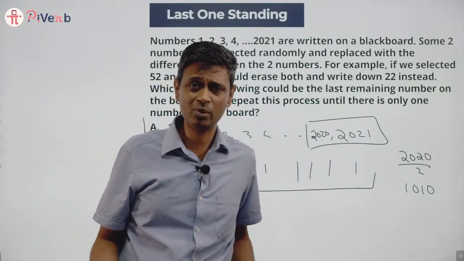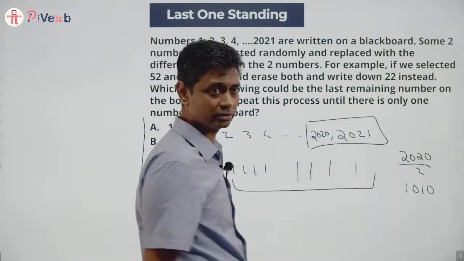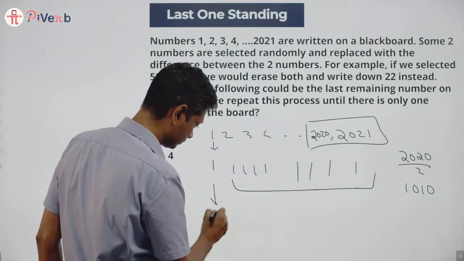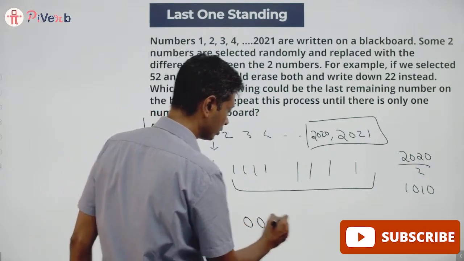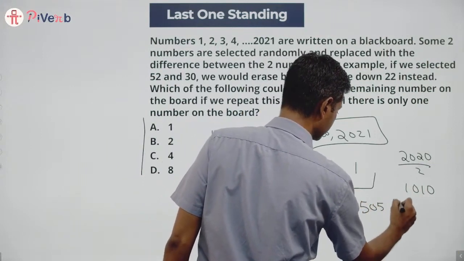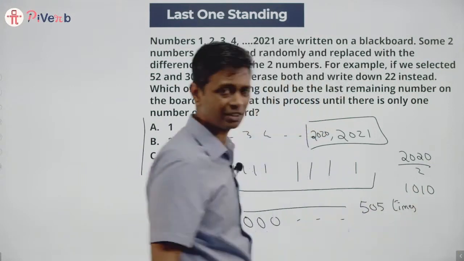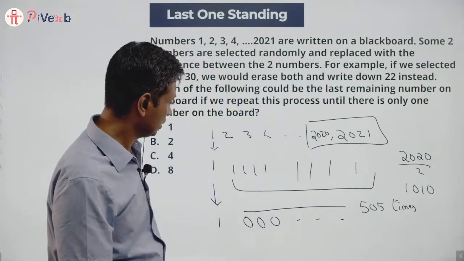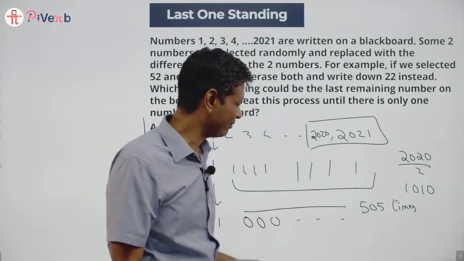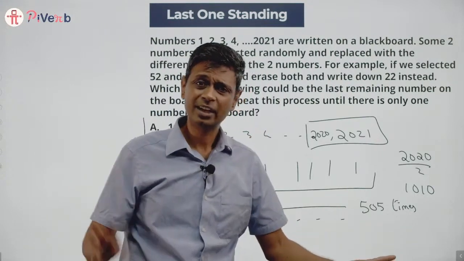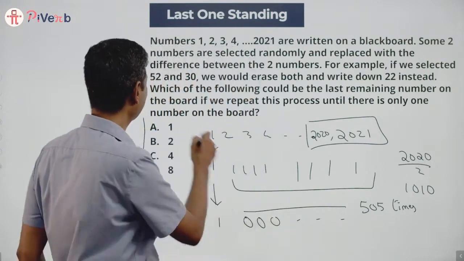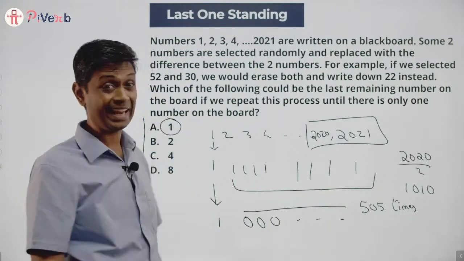Now I do the same process. I take all these ones, pair them up, I'll get zeros. I'll retain this one, and I'll have 505 zeros, 1010 by 2. All of these are zeros. I take any pair and subtract, I'll get a 0. I'll finally subtract everything, keep on eliminating, I'll get 1 and 0. 1 minus 0 is 1. My answer could be 1. I can get a 1.